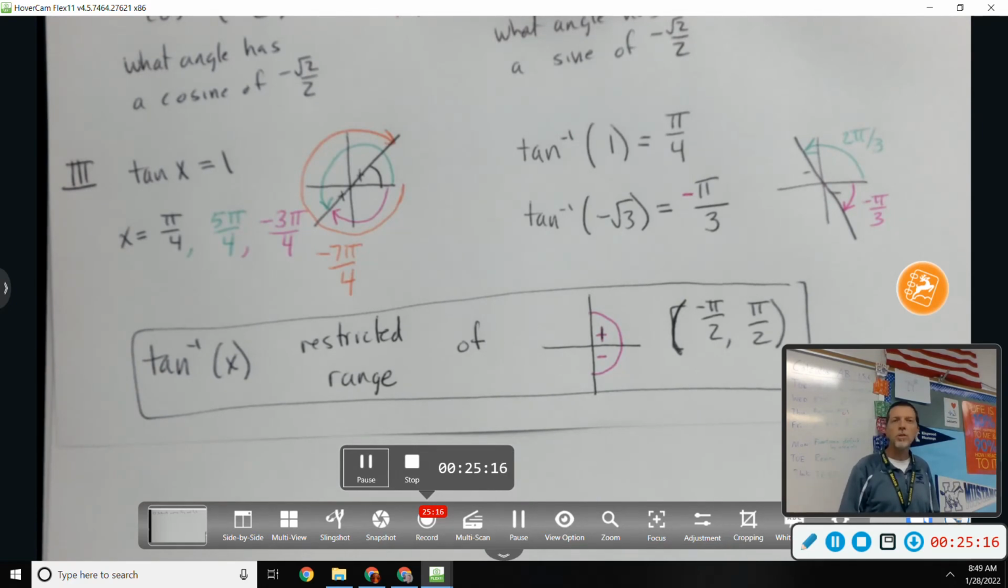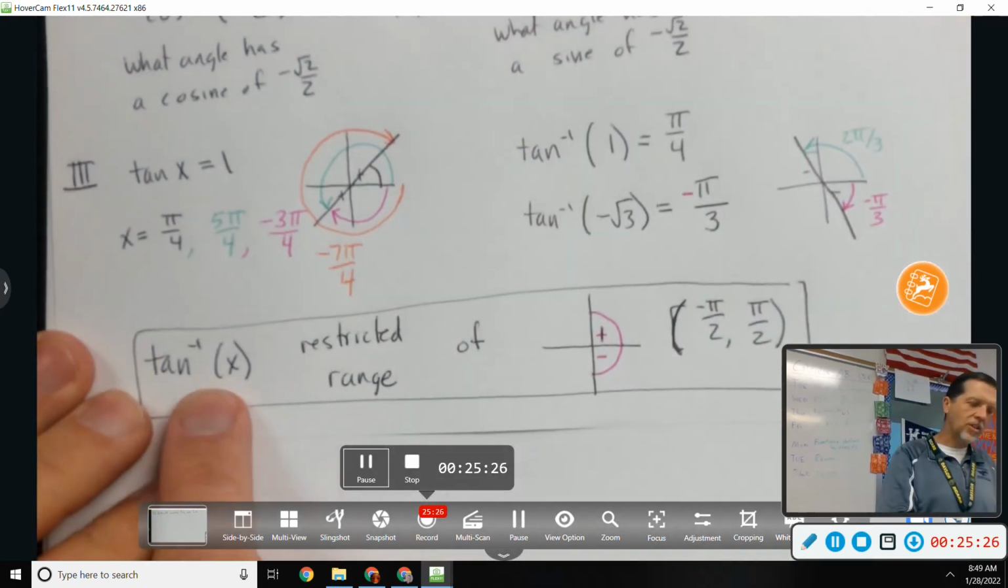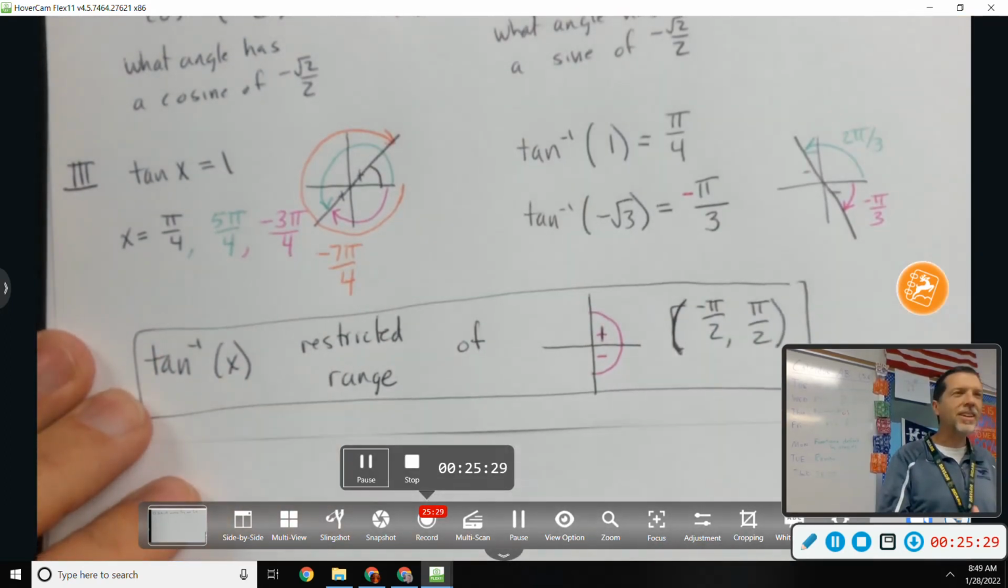Do you know why it doesn't include the endpoints? It keeps on going. There's asymptotes there. So, very minor, subtle point. We couldn't ask you for the inverse tangent of an infinity. That doesn't really make sense.